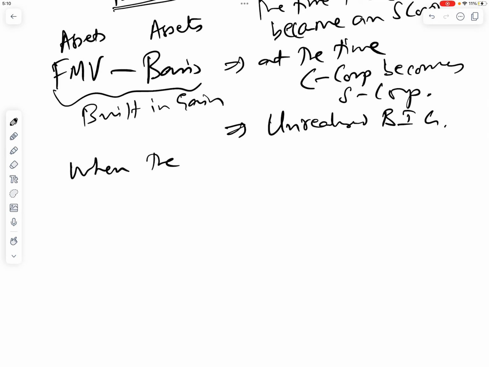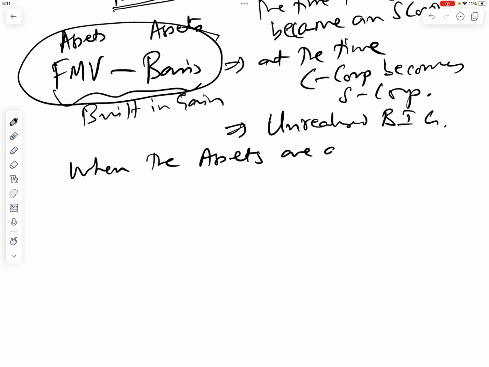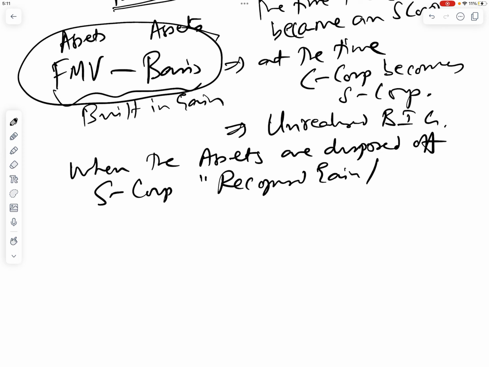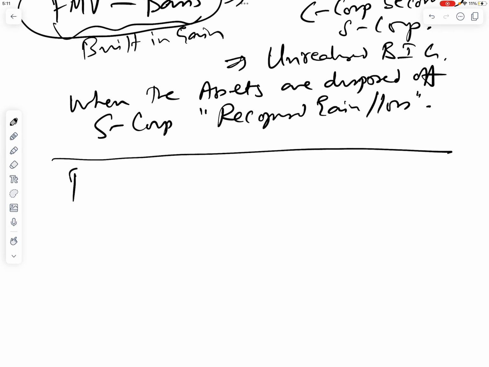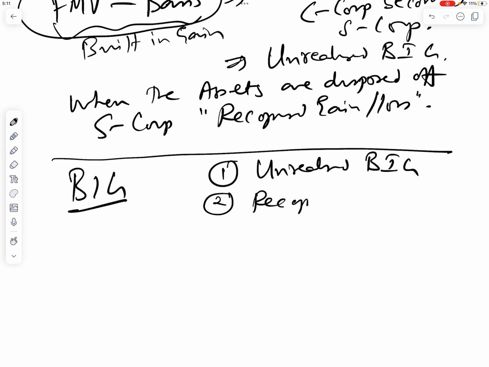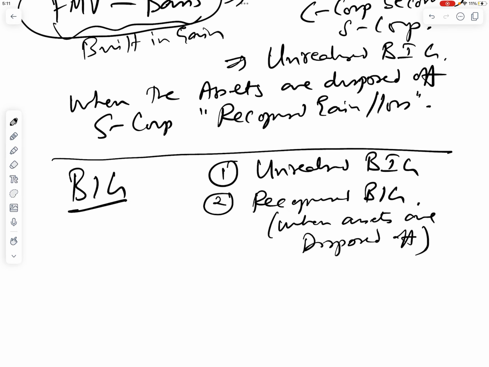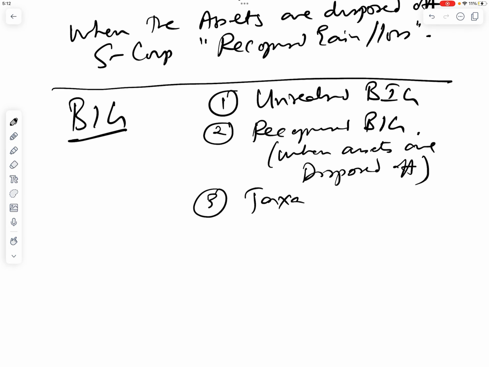Okay, now when each of these assets, whatever these assets were existing at the time of the C corp, when these assets are disposed of, okay, the S corp will have what is called recognized gain or loss. Okay, because when the S corp then sells any of these assets, that's when the S corp is going to recognize these gains or losses. Okay, so we have now two items. For the built-in gain, we have unrealized built-in gain. Then we have recognized built-in gain. Okay, recognized is when the assets are disposed of. And then the last one, of course, is the taxable income.